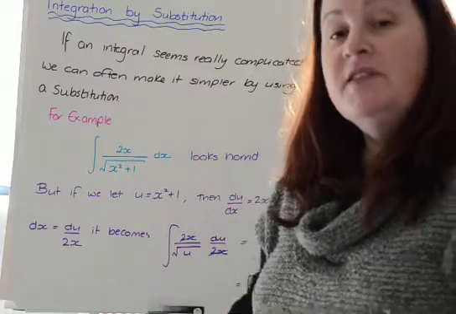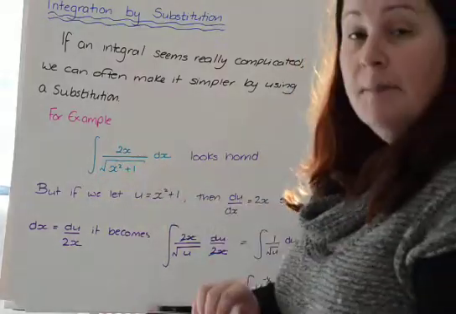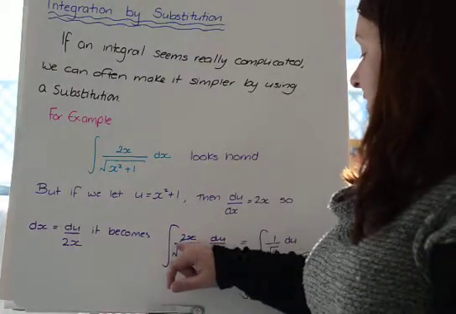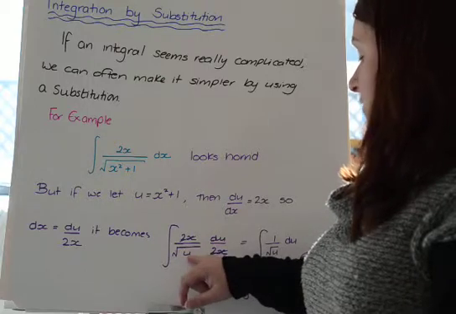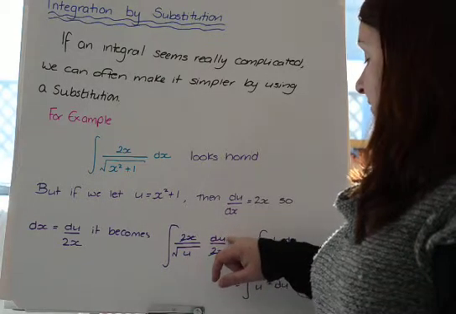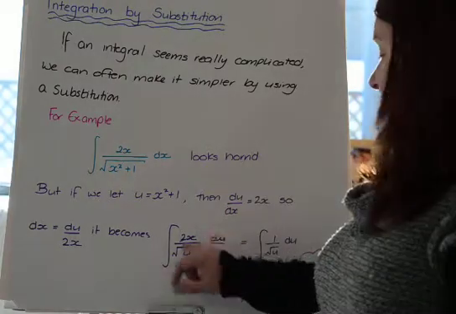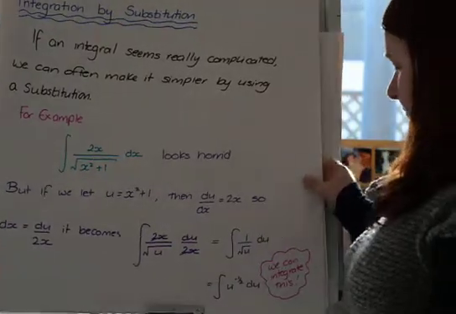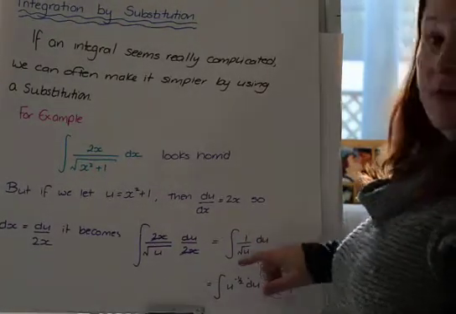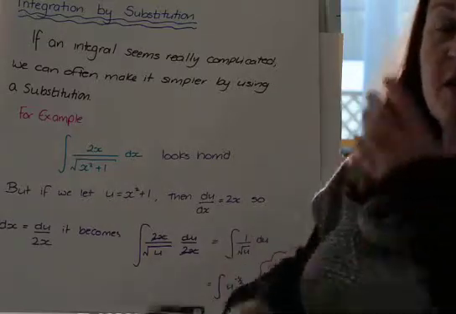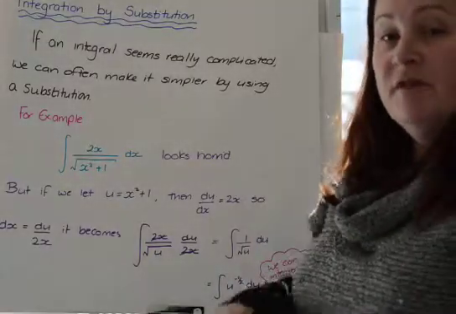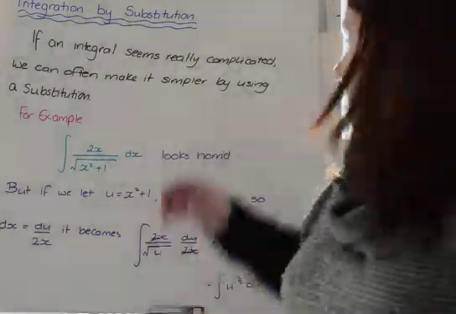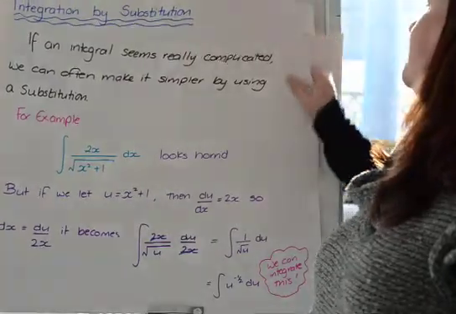I can then make all of these substitutions into the original integral, and I get the integral of 2x over the square root of u times du over 2x. So the 2x's cancel out, and I end up, hopefully you can see this, with the integral of 1 over the square root of u du, or when we write it in index form, the integral of u to the power of minus a half with respect to u. Okay, now that we can integrate, and we're used to integrating that sort of simple integral.